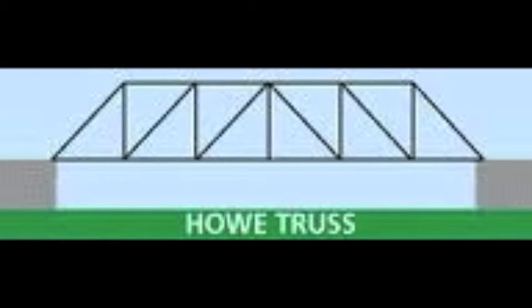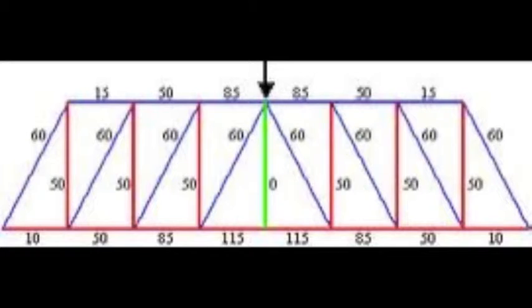The Howe truss is a collection of half triangles separated by straight bars. The triangles face to either the left or the right. The triangles on the left as well as on the right undergo compression, while the straight bars that separate them undergo tension. Compression affects the top of the bridge, while tension affects the bottom.